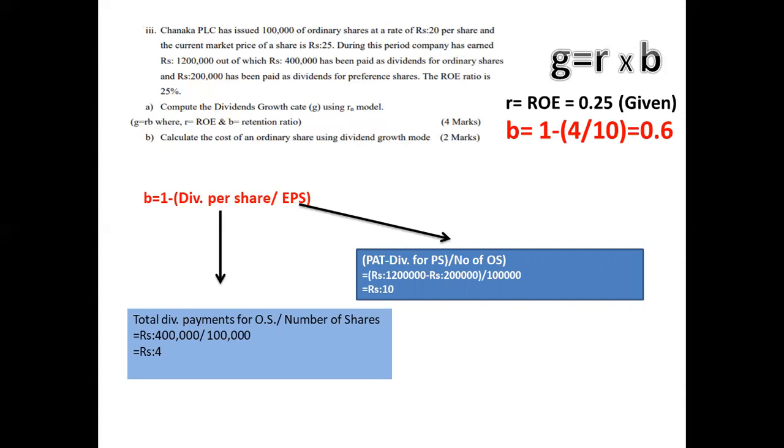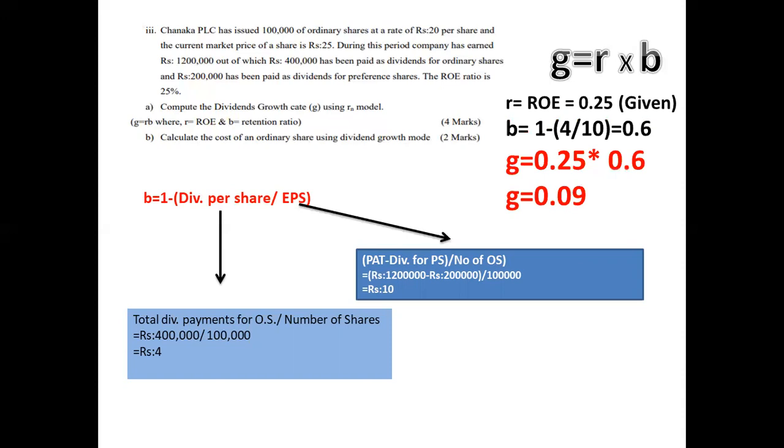Now we have identified the R value and the B value, so we can adopt the RB model. That means G equals RB. In the sum, the ROE value has been given as 0.25, and the B value is 0.6. Then G equals 0.09. That's all for part A.